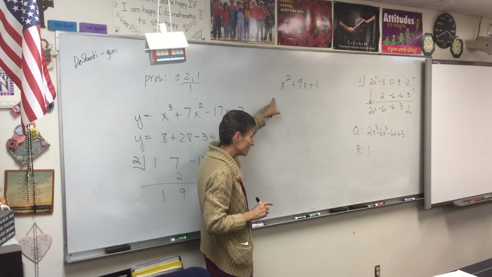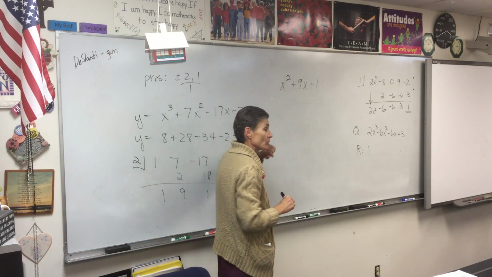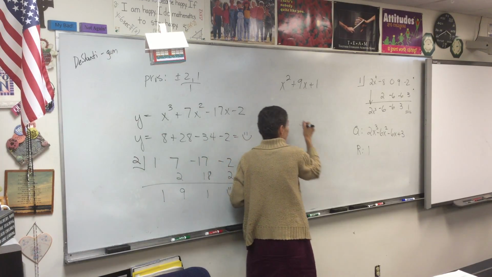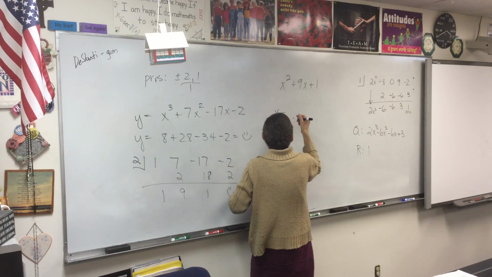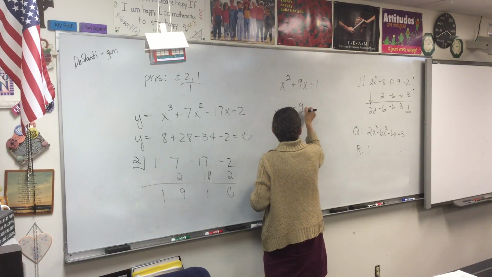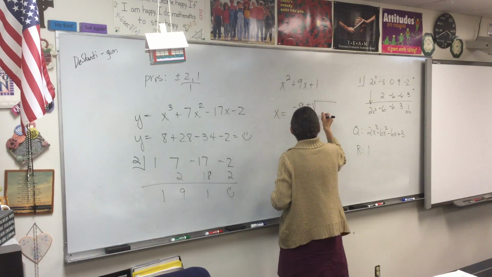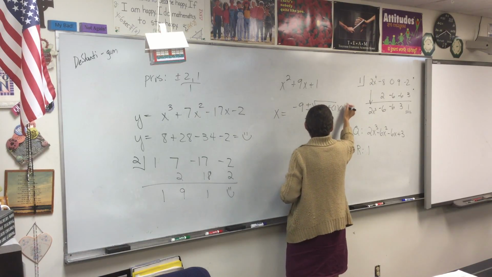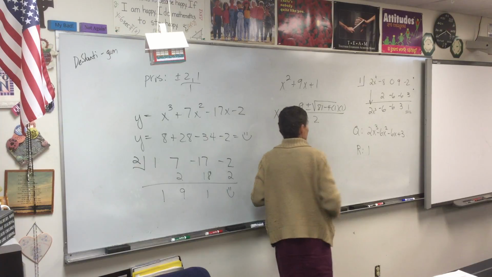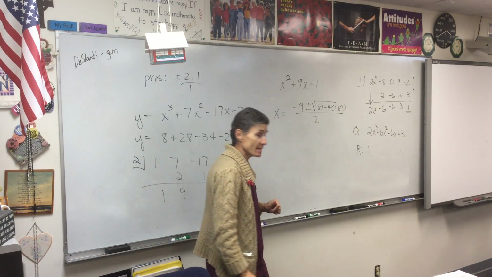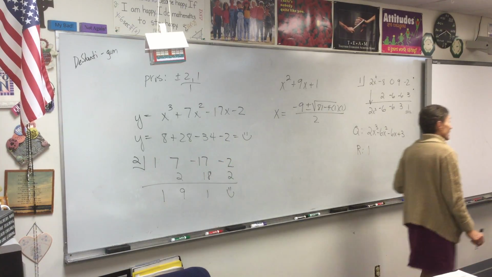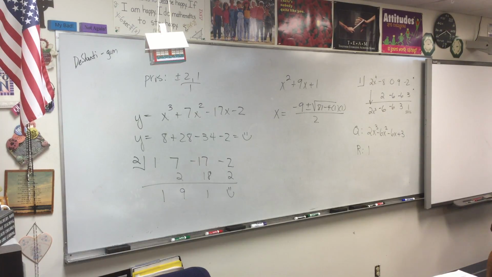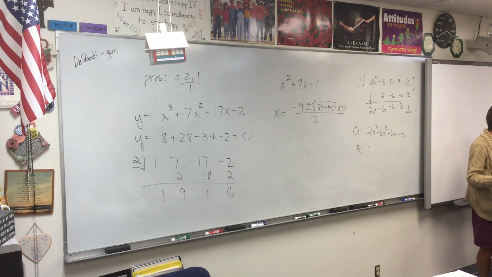So what do we do if it doesn't factor? The quadratic formula. I didn't wear my socks today, so you're on your own. X equals negative b plus or minus the square root of b squared minus 4ac all over 2a. And yes, you need to be able to do that by yourself. So if you're just copying down what I wrote, that's fine, but make sure you can do it on your own.